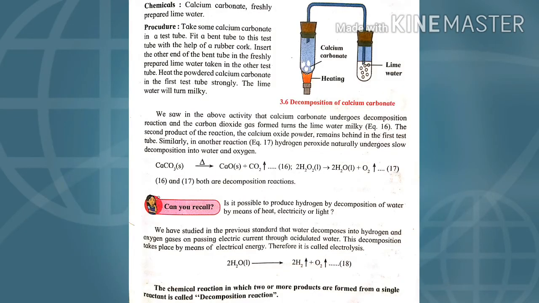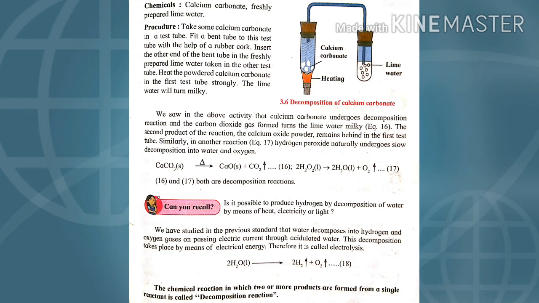Second example: take calcium carbonate in a test tube, fit a bent tube to this test tube with the help of a rubber cork. Insert the other end of the bent tube in freshly prepared lime water taken in another test tube. Heat the powdered calcium carbonate in the first test tube strongly. Lime water turns milky. Calcium carbonate undergoes decomposition and carbon dioxide gas is formed. That gas turns lime water milky; that is the second product. So the chemical reaction is CaCO3 gives CaO plus CO2.